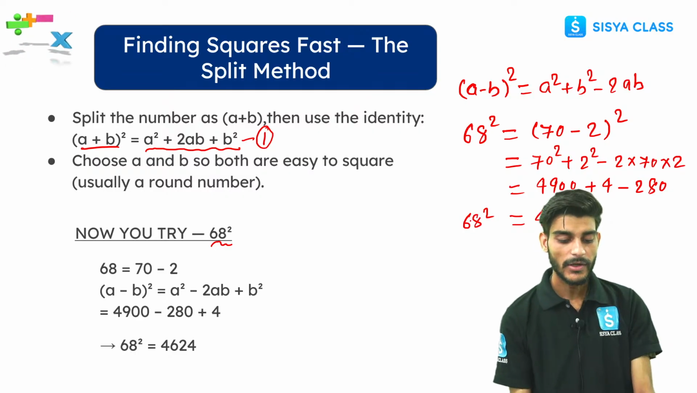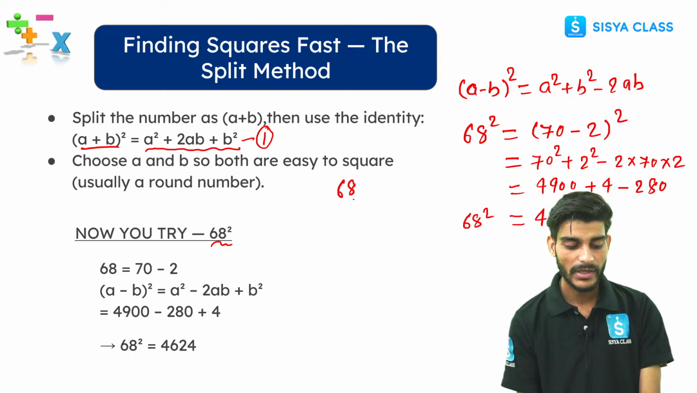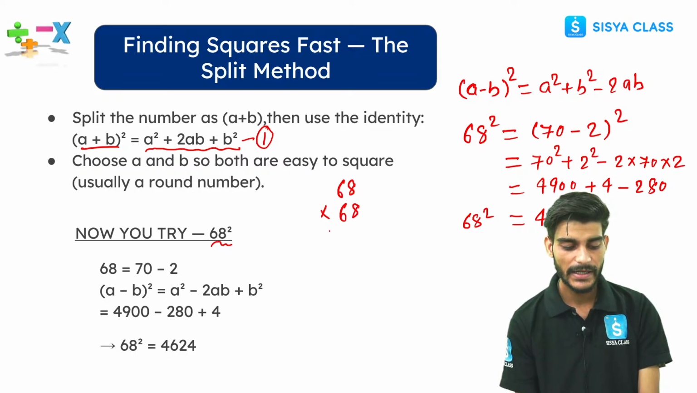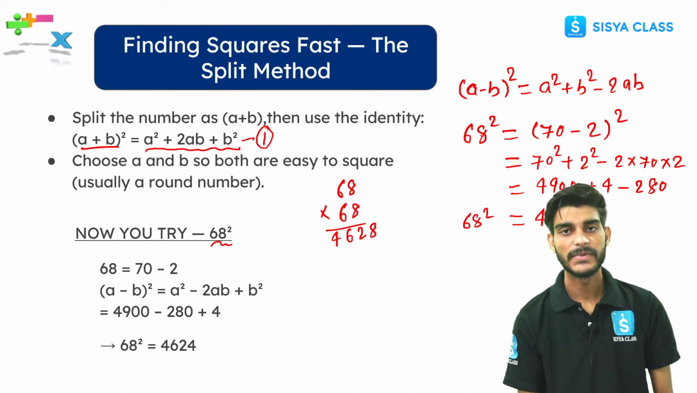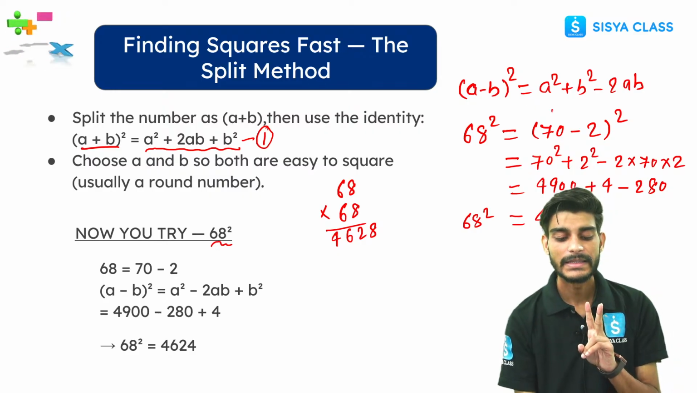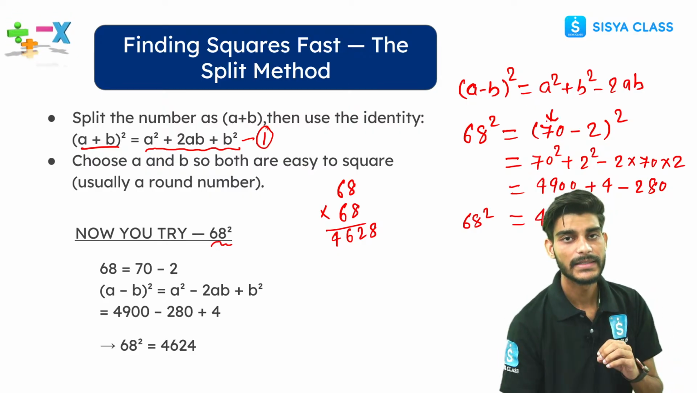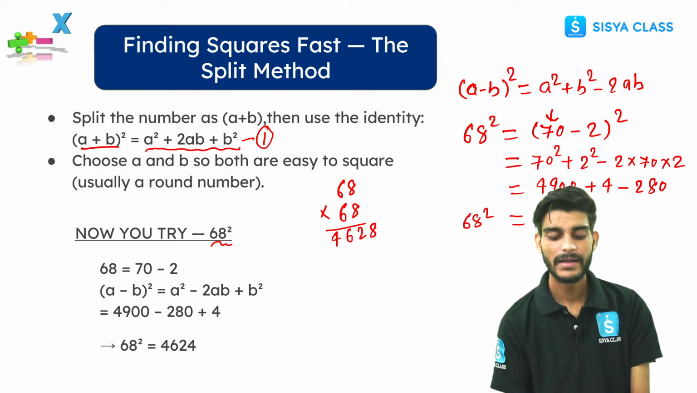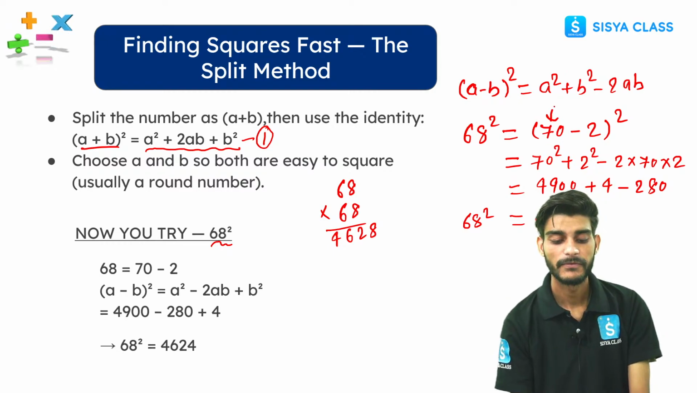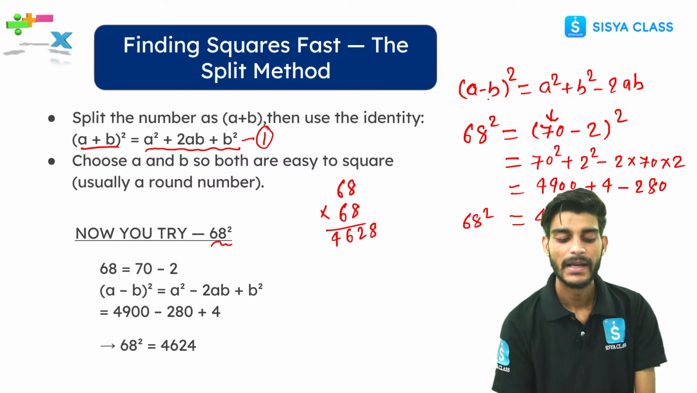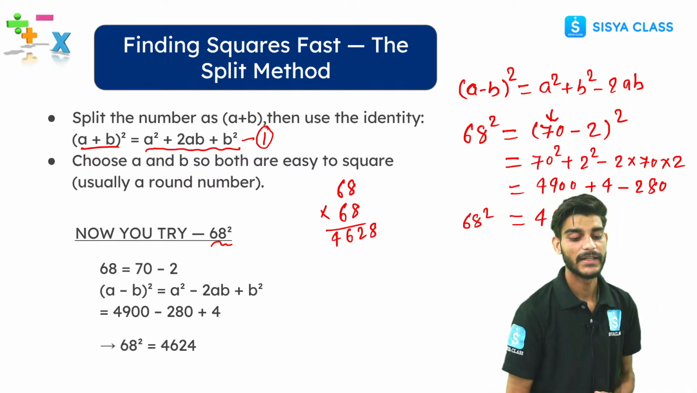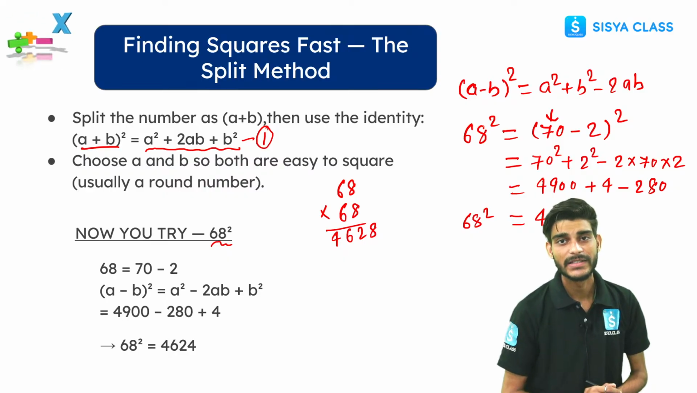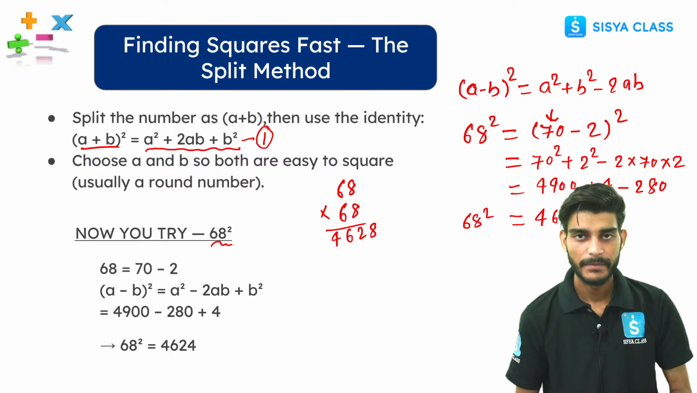Normally, if you have to find the square of 68, you will multiply 68 with 68 and you will get 4624. Now this is a little bit tedious task to do. So what you can do is split this number into two numbers in such a way that the square of one number is easy to find. And now you can solve it mathematically using the identity a minus b whole square. Clear? I hope this concept is clear to you, how you can find squares by the splitting method.